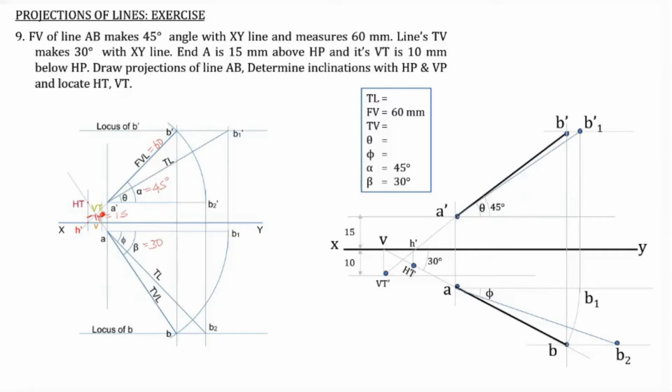Then finally you have to mark all the dimensions. Now let's draw it in the open board software. So the front view makes 45°, length 60, top view 30°, 15.